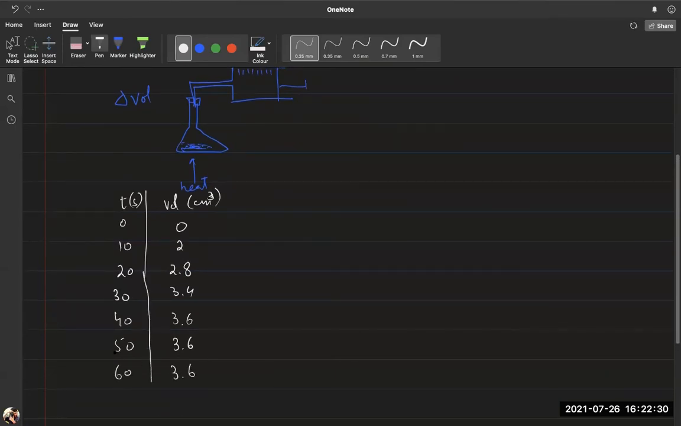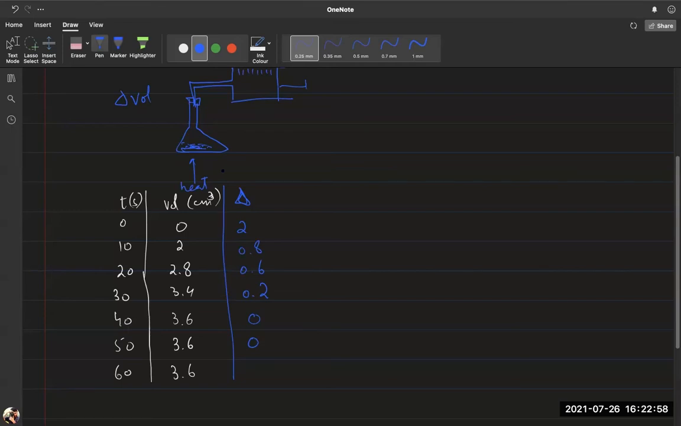So what is this showing? Number one, it's showing the change. So let's see the change on the side, the delta, which is supposed to be the change. From 0 to 2, the change is 2 centimeter cube for the first 10 seconds. But for the next 10 seconds, the change is 0.8. For the next 10 seconds, the change is 0.6. For the next 10 seconds, the change is 0.2. For the next 10 seconds, the change is 0, and 0.